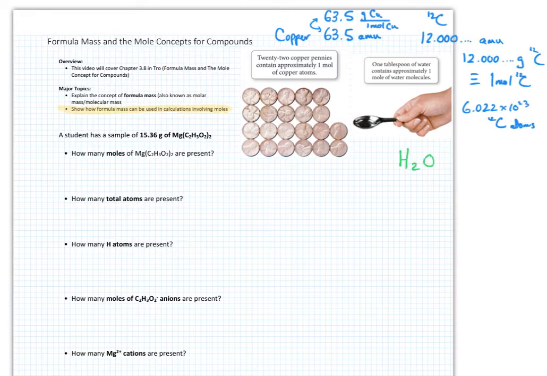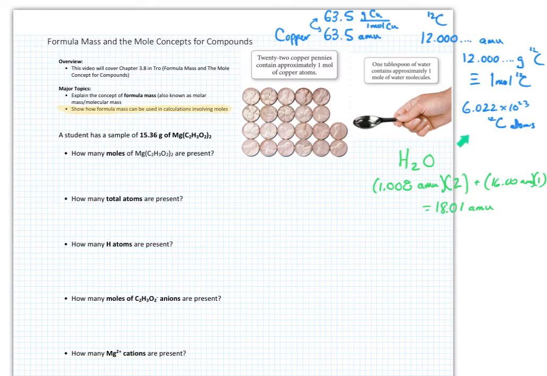Let's take something like water. So water, how much would a molecule of water weigh? One molecule of water is going to be the sum of the masses of the individual atoms. So 1.008 AMUs is the mass of hydrogen, and we have 2 hydrogen atoms, plus 16.00 AMUs times 1 oxygen atom. This is equal to 18.01 AMUs. That's the mass of one water molecule. If we had a single water molecule in atomic mass units, it would weigh 18.01 AMUs.